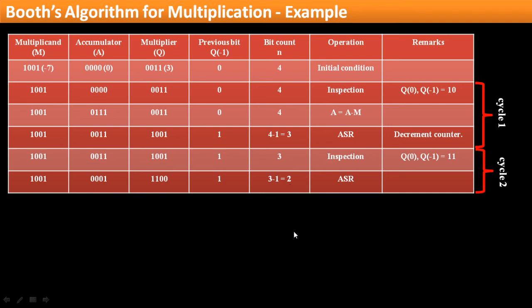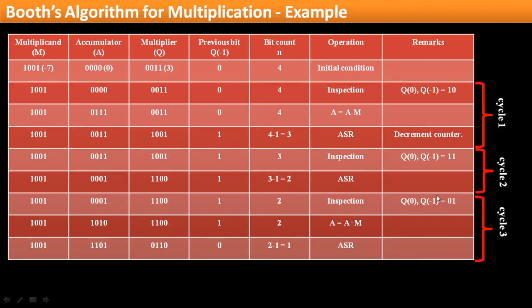Now let's see the third cycle. Again we have to inspect the Q minus 1 and Q. Here we get 01. 01 means it has to go for A plus M. The content of M was this, content of A was this. After adding these two, what we get is 1010, and 1100 was previously here. So this has changed. After this operation, we'll have to go for arithmetic shift right.